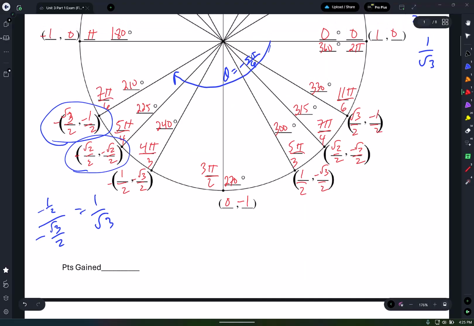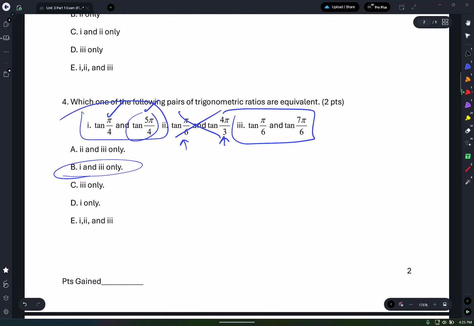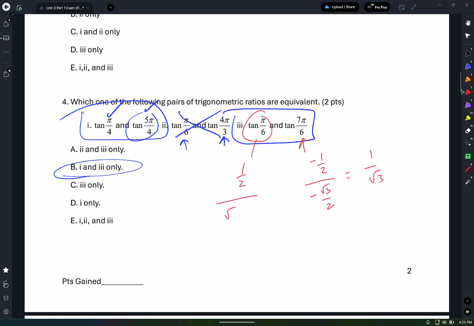On one of them, I did negative 1/2 divided by negative square root of 3 over 2, which reduces to 1 over square root of 3. And on this one, I did 1/2 divided by square root of 3 over 2, which again is the same thing, 1 over square root of 3. See how that's the same? And same thing with this. This is a 1, and this was negative square root of 2 over 2 over negative square root of 2 over 2, which is again a 1. Because negative divided by negative is a positive. You know what I mean? Okay.